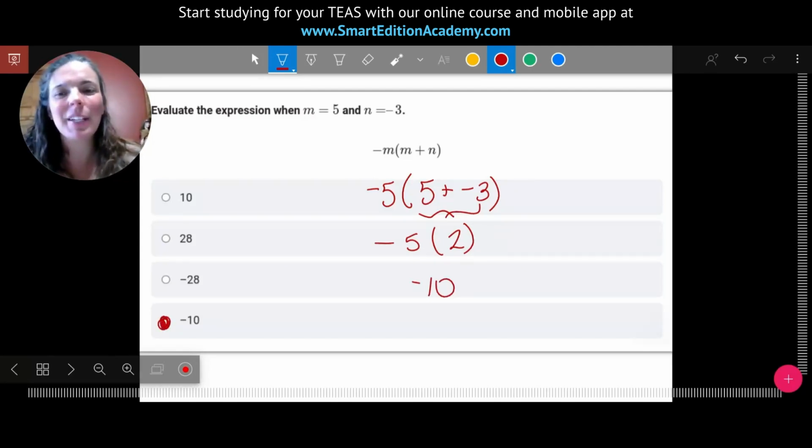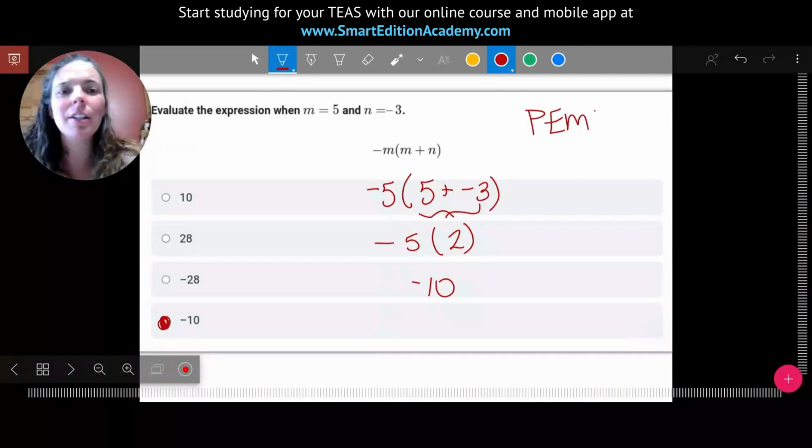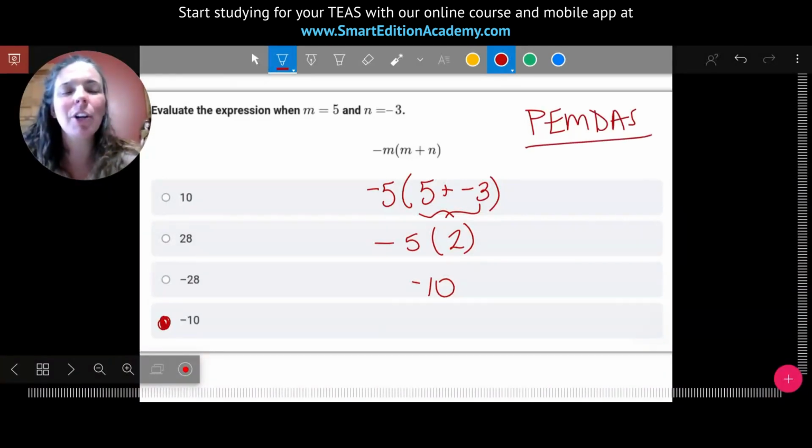Okay, so evaluating expressions, pretty straightforward, but again, one of those foundational skills that we need still is using order of operations or PEMDAS in the correct way so that we can simplify these correctly.